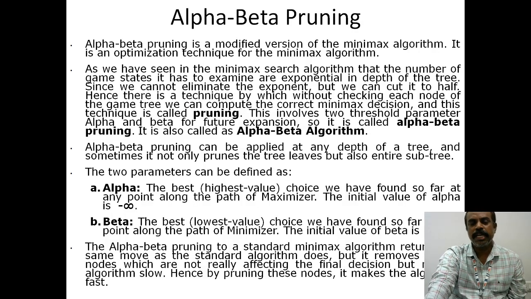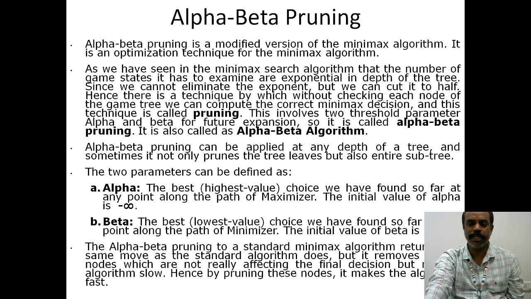Then the second pre-lab depends on a variation of the minimax algorithm, which we normally call alpha beta pruning. This is an optimization technique for the minimax algorithm. As we have seen in the minimax search algorithm, the number of game states it has to examine is exponential in the depth of the tree. So we cannot eliminate the exponent, but we can cut it to half. Hence there is a technique by which, without checking each node of the game tree, we can compute the correct minimax decision, and this technique is called pruning.